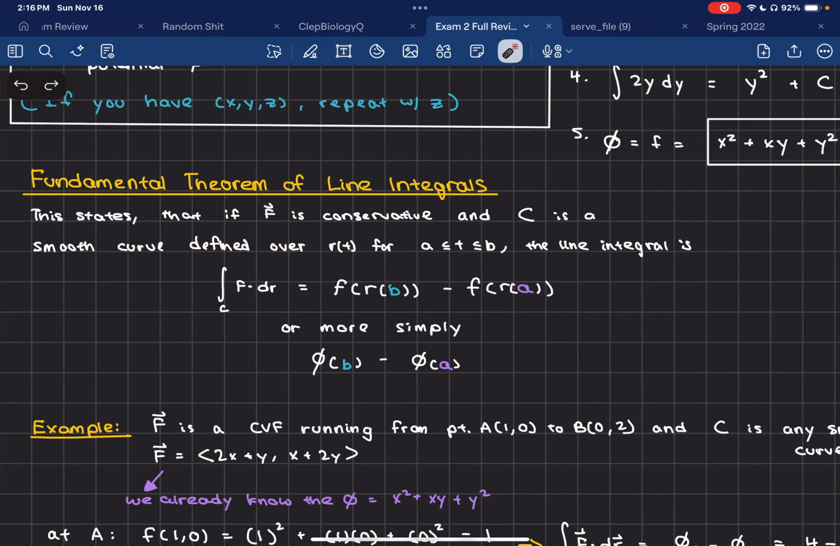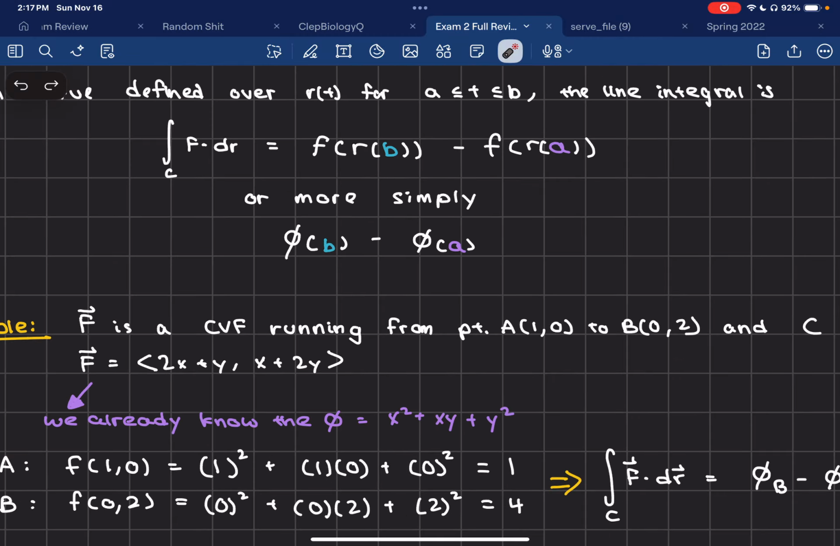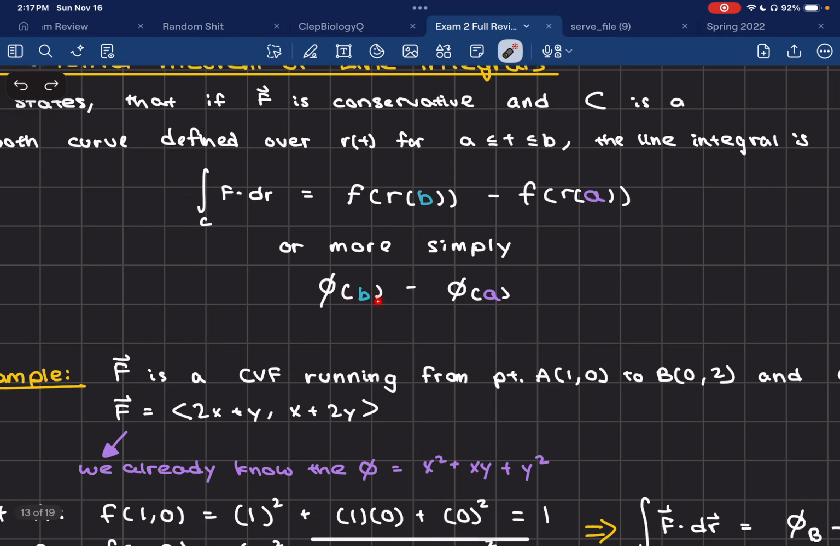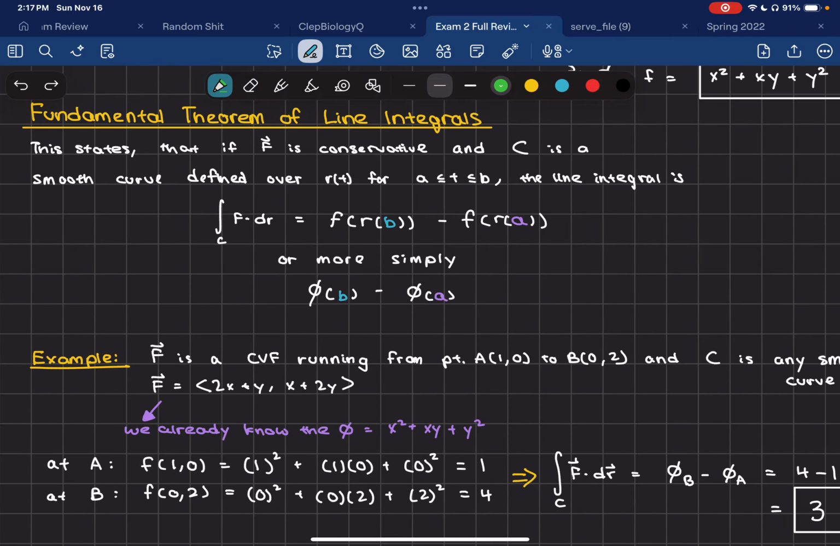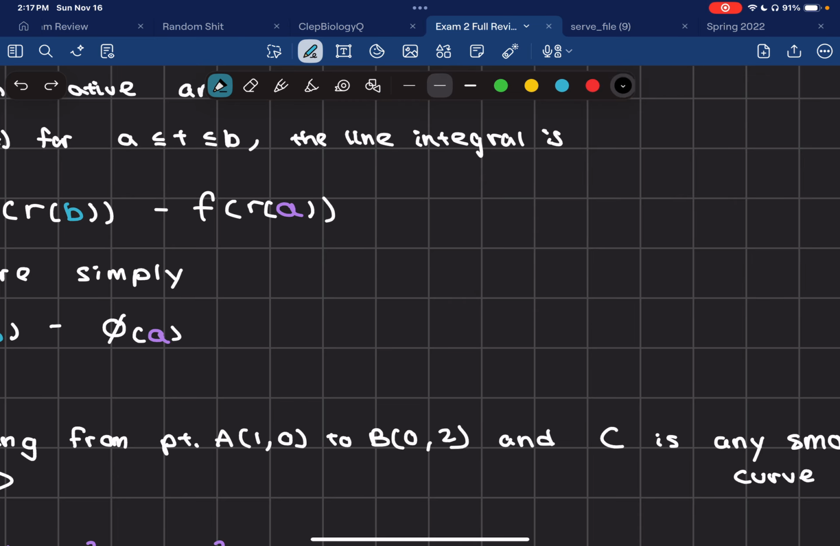So the fundamental theorem of line integrals, this will probably save your butt many times. This states that if f is conservative and c is a smooth curve, then the line integral is just the potential function at point B, which is the finishing point, minus the potential function at point A. They're basically saying that, for example, if I had this curve right here, if you want to find that, all you need is to find the potential function at this finishing point and at this starting point.